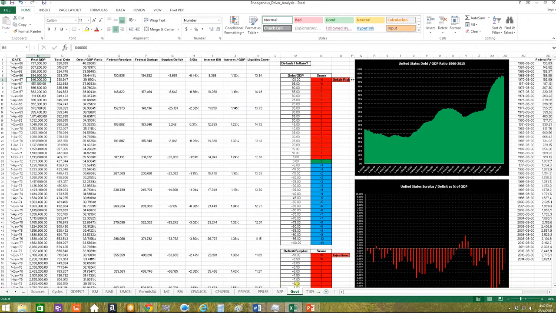So we're back into the government tab here, and what we're looking at is real GDP quarterly and the total debt levels of the government. In column C, we have the date, real GDP, and total debt. And in D, we're simply working out what percentage of debt this value is to real GDP in every quarter.